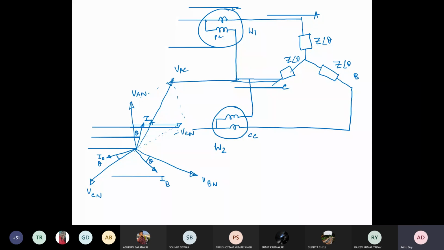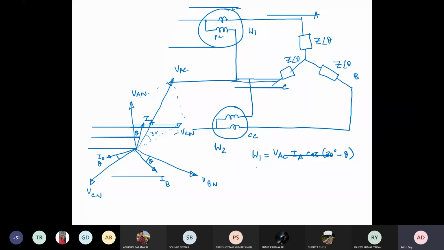So what will be this angle? This is theta. This is 30, right? And this is also 30. So what is the angle between VAC and this IA? This is actually VAC into IA into cos of 30 degree minus theta, isn't it? This is what your wattmeter will measure. VAC is measured by the pressure coil and current coil is measuring IA, and within them the angle is 30 minus theta. This is wattmeter reading 1.